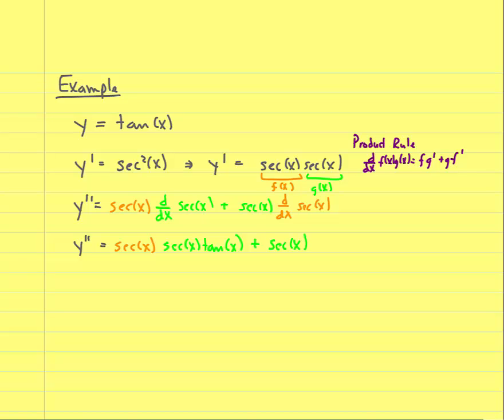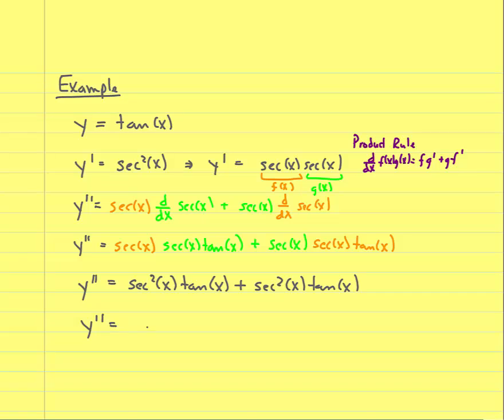Same thing will happen over here. The derivative of secant is secant of x tangent of x. So simplifying, I have secant squared of x times tangent of x. And I have another one of these, secant squared of x times tangent of x. And since I have two terms that are identical, I can add them together. I have 2 secant squared x tangent of x.